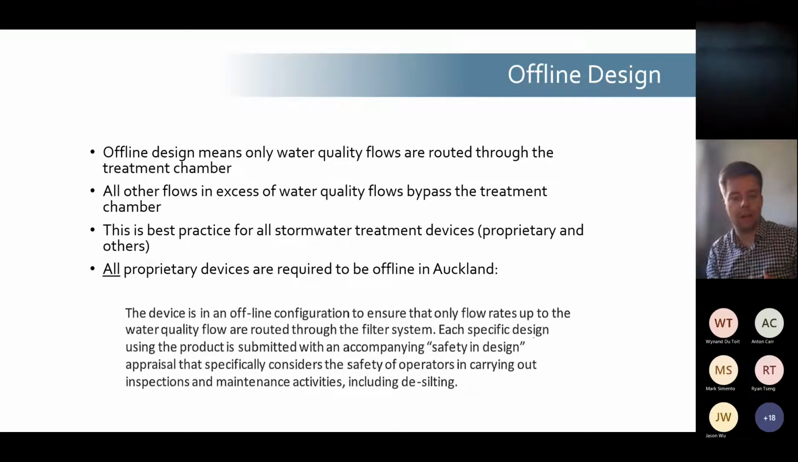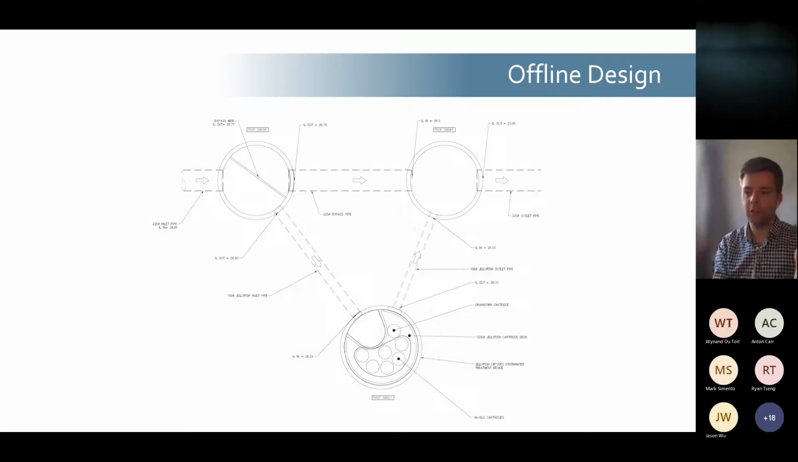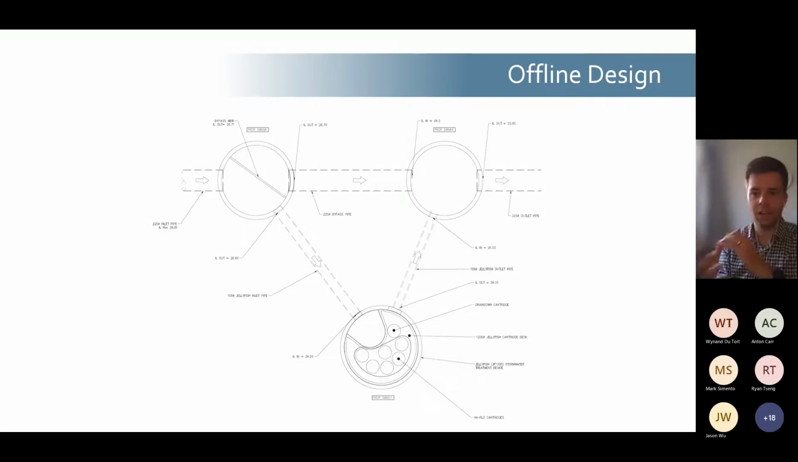And this is a little snip from an Auckland Council approval for a proprietary device. It's not a Stormwater360 proprietary device, and it says that the device has to be configured in an offline configuration to ensure that only flows up to the water quality flow are routed through the filter system. So what does that mean? Well, the first option is, if you look here, this is an offline design using an upstream manhole. So we have a manhole upstream that collects all the flows. That manhole has a weir in, and then you have the treatment device. That weir level is set at the driving head level of the treatment device.